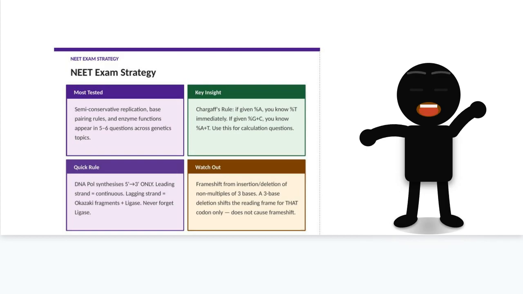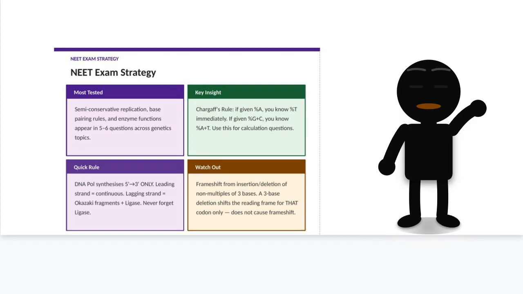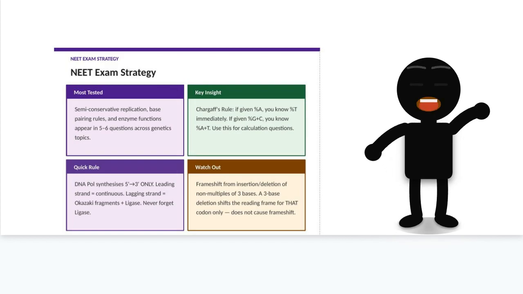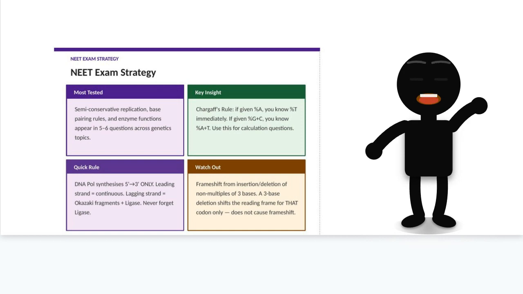For replication enzyme questions, remember helicase unwinds, primase makes the primer, polymerase III extends, polymerase I replaces primers, and ligase seals. Students often forget ligase in the sequence. For mutation type questions, a deletion or insertion of 3 bases, or any multiple of 3, is not a frameshift, it just removes or adds 1 amino acid. A frameshift requires a non-multiple of 3.